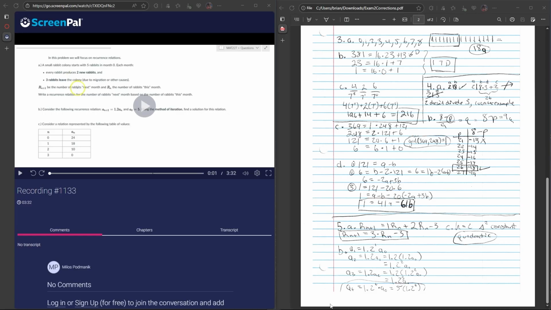rabbits this month. So now moving on to part B, consider the following recurrence relation: a(n+1) is equal to 1.2 a(n), and a(0) is equal to 5. Using the method of iteration, find a solution for this relation. So I was showing the video and how we solve it. We start with the 2 values, right? So we start with a(n+1) equal to 1.2 a(n), and then we also have a(0) equal to 5, right? So a(0) is our starting value.